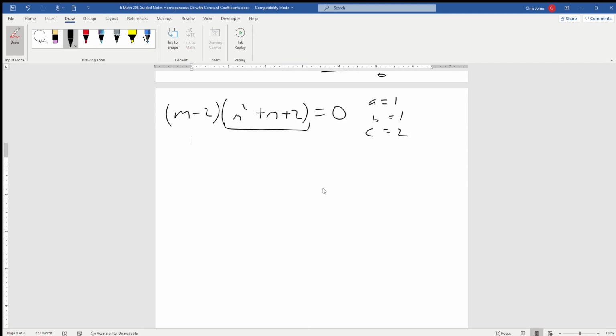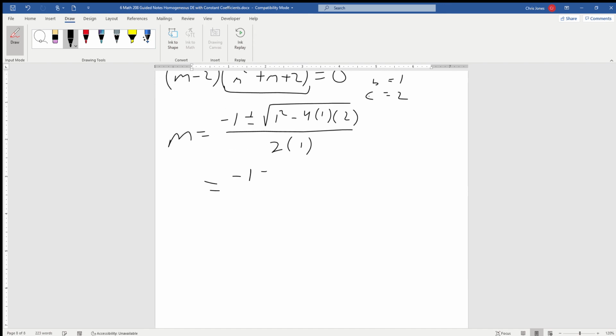And so when we substitute into the quadratic formula, minus 1 plus or minus the square root of 1 squared minus 4 times 1 times 2, all divided by 2 times 1. It's not as nice of an answer as we got before. Negative 1 plus or minus the square root of negative 7 over 2. And so what we end up with is negative 1/2 plus or minus root 7i over 2. Right away we can see that A is minus 1/2, B is root 7 over 2. So it's not a nice answer, but that's okay. We can still get to our solution.